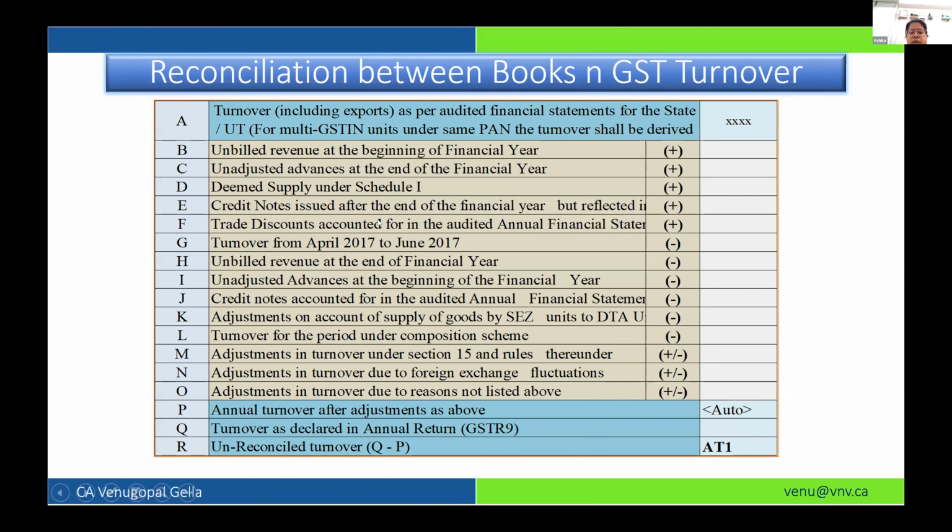Trade discount accounted for in audited financial statements. This is specifically for 17-18, now not relevant. The unbilled and all we have discussed. So while doing books and GST, for the purpose of statutory audit and GST, though there is a connection between them, it's not the case that whatever turnover you mention in GST will match your books, or whatever you mention in books will match GST. But whatever you can use from GST to prepare your tax audit report and your CARO, we'll discuss that.